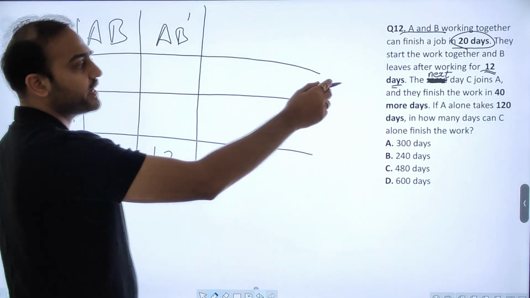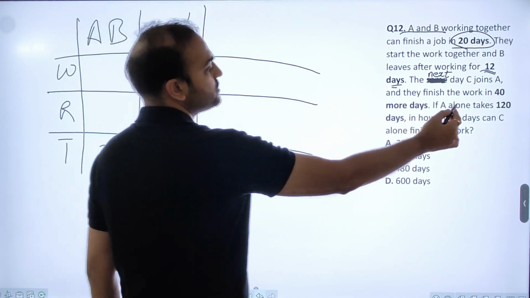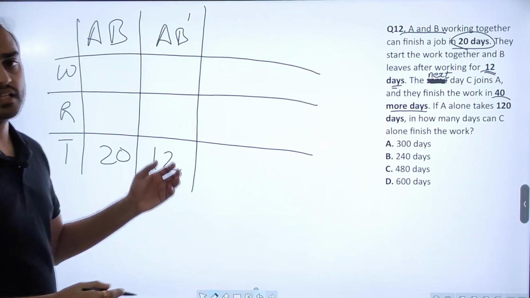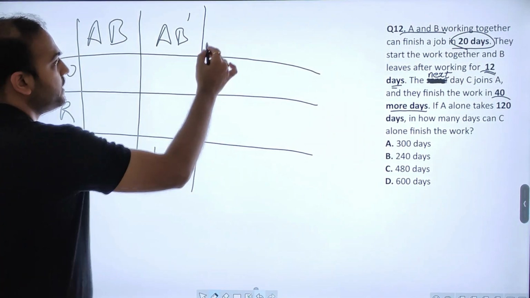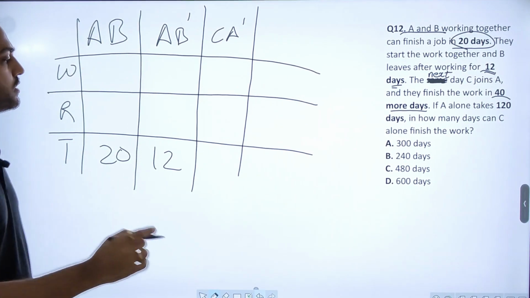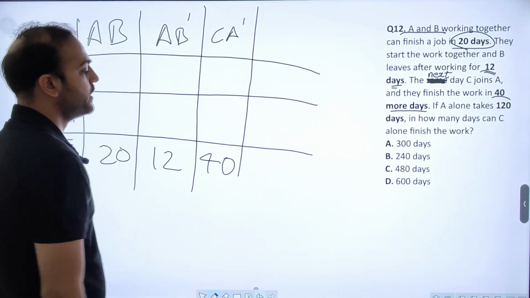The next day C joins A and they finish the work in 40 more days. So after 12 days, on the 13th day C joins A. Again CA dash, because they are not doing the whole work. They finish the remaining work in 40 days.